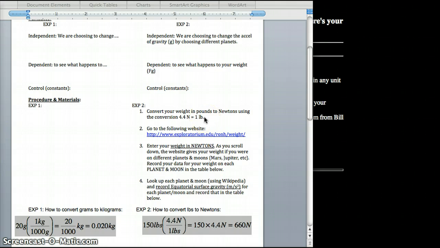The first step is to convert your weight in pounds into newtons. So like we discussed, the weight you have, say 150 pounds, is the gravitational force. So the weight represents a gravitational force. We just have to convert it to newtons using 4.4 newtons equal to 1 pound. Basically multiply by 4.4, just like the example shows.